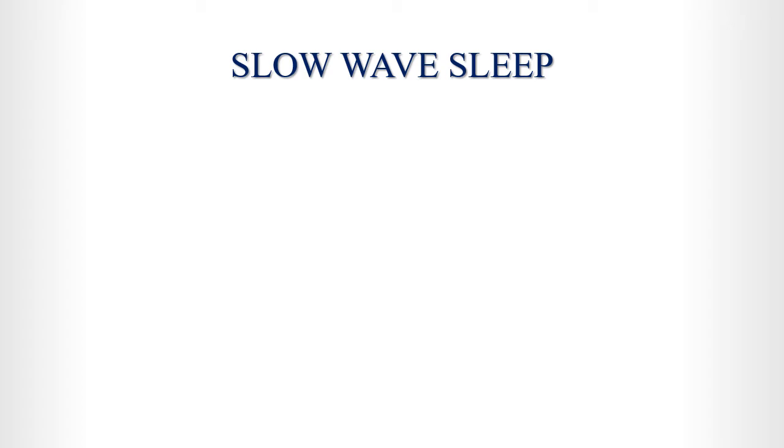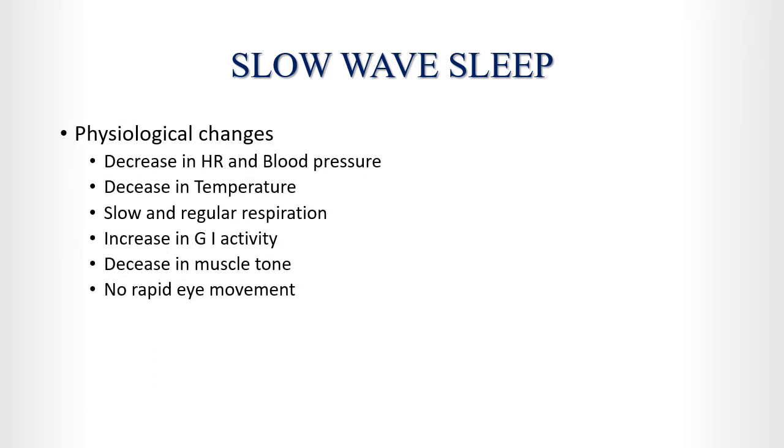Let's discuss some physiological changes which occur during slow wave sleep. First of all, there will be a decrease in heart rate and blood pressure. Then there will be a decrease in temperature as well. Then the respiration will become slow and regular. GI activity slightly increases and muscle tone will decrease. And there will be no rapid eye movement. That's why it is known as non-REM sleep. Neurotransmitters which are released during slow wave sleep are mostly serotonin and norepinephrine.